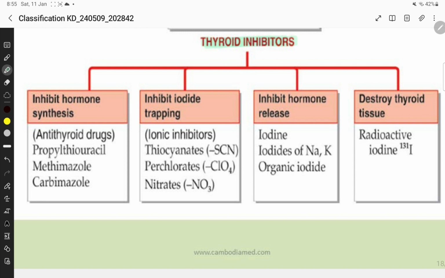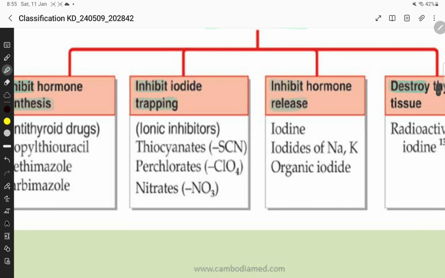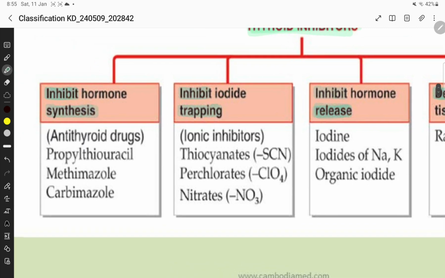Thyroid inhibitors. There are four major categories of thyroid inhibitors. First, those which inhibit thyroid hormone synthesis; second, those which inhibit iodide trapping; third, those which inhibit the release of the hormone; and fourth, those which destroy thyroid tissue.